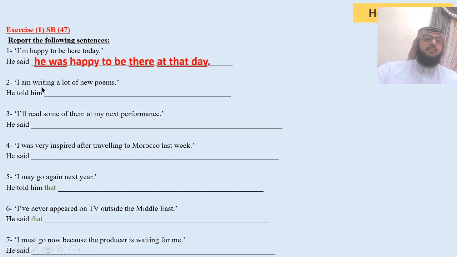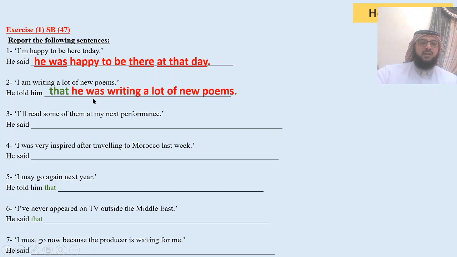Number 2, I'm writing a lot of new poems. أنا بكتب قصائد جديدة. He told him، هو قال له I am. يلا تذكر احنا بنغير الضمائر، بنغير التنس، بنغير البليس والتايم. هذه الأشياء اللي دائما نغيرها. أوكي. بما إنه هو المتكلم هنا هتقول I am ماضيها he was writing a lot of new poems. طبعا هذه optional اختياري. he was writing، هذا التعديل الوحيد اللي سويناه.